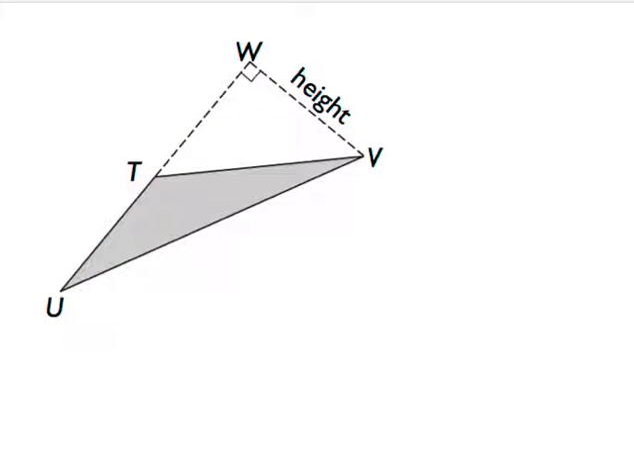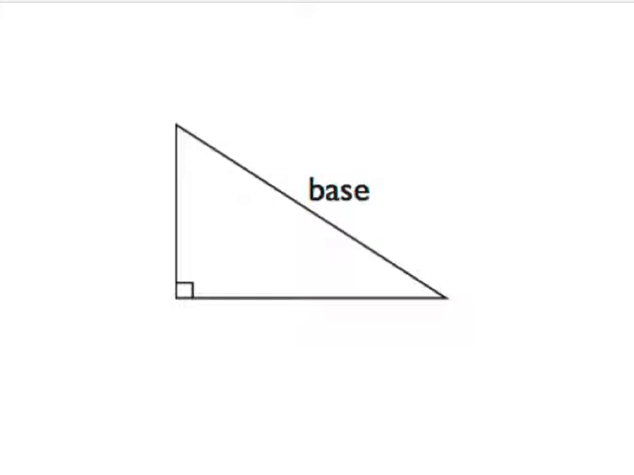So this question actually was asking what base does height WV go with? And that would be base TU. Remember that the base has to be one of the sides of the triangle. All right, let's check out another one. Look at this one.